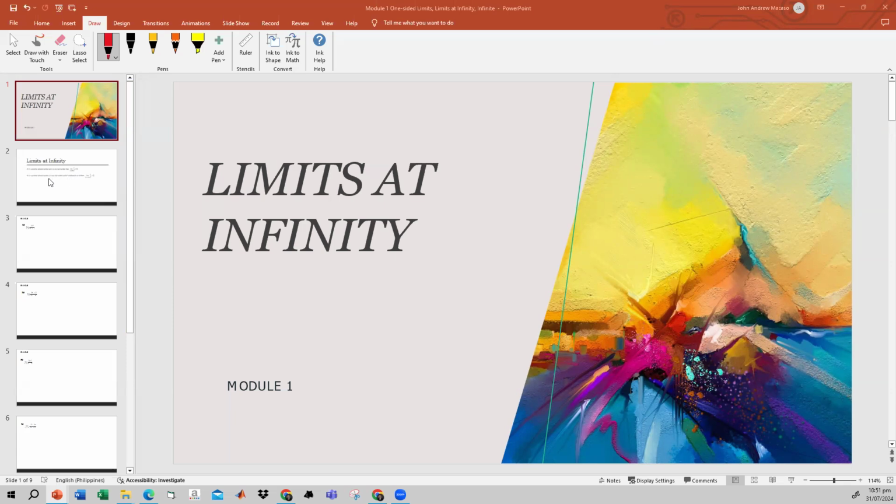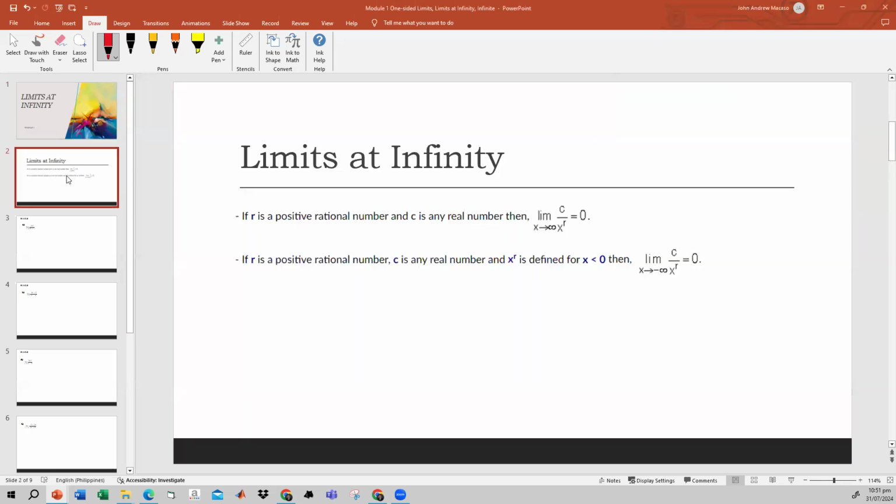So what are limits at infinity? Based on the formal definition, if r is a positive rational number and c is any real number, then the limit of c over x raised to r as x approaches infinity will be equal to 0. And another thing is, if r is a positive rational number, c is any real number, and x raised to r is defined for x less than 0, then the limit of c over x raised to r as x approaches negative infinity will be equal to 0 as well.